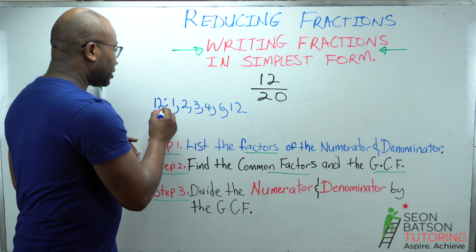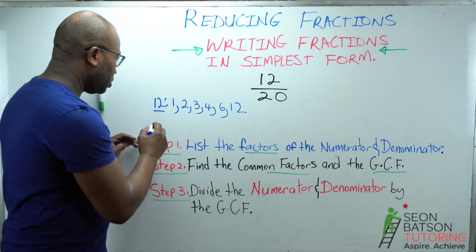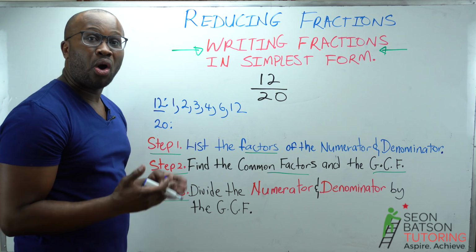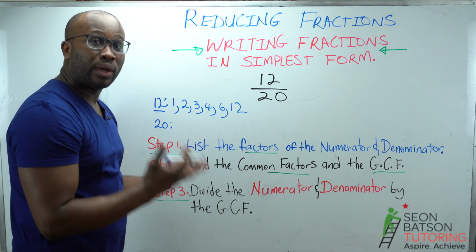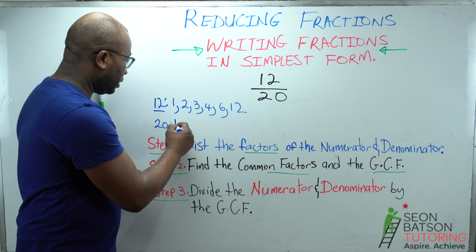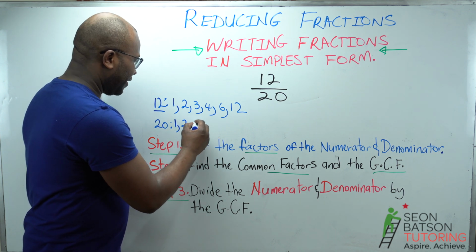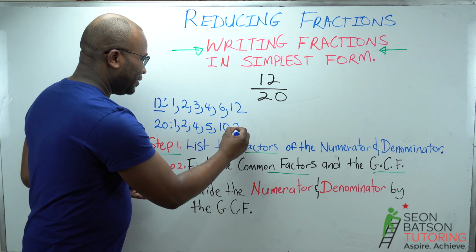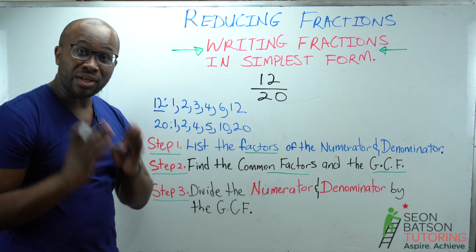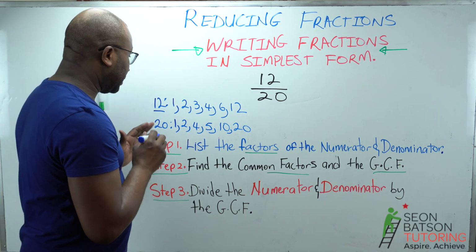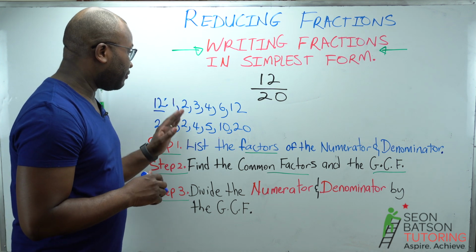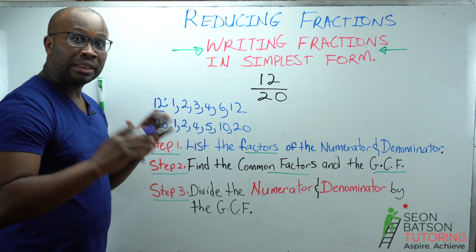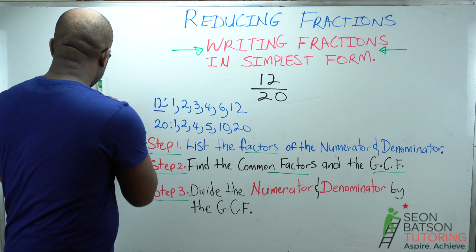Now, we will list the factors of the denominator, which is 20. And again, the factors of 20 will be all the numbers that we can multiply to get 20. The factors of 20 are 1, 2, 4, 5, 10, and 20. All right. So far, so good. Yes? All right. So we are done with step 1. We have listed the factors of the numerator, 12, and the denominator, 20.